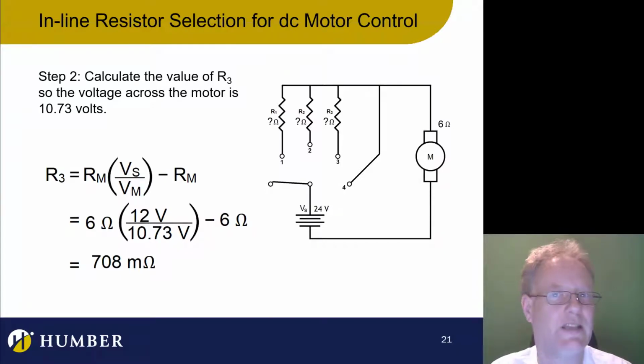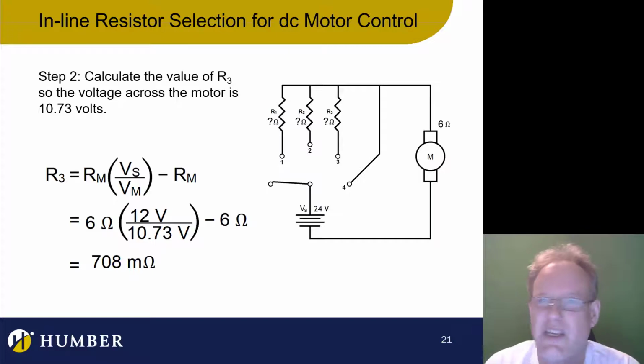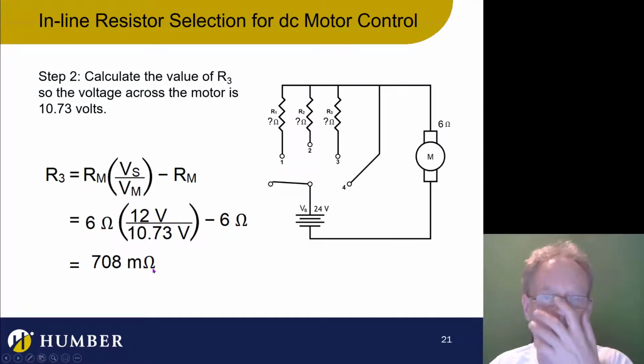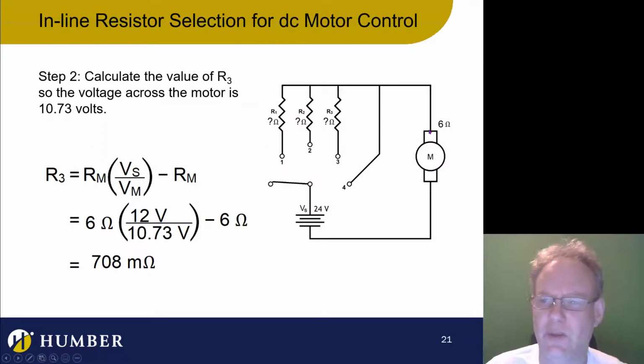Using that nice simple formula, that one-step formula, I can easily calculate the value of R3 so that it will make my motor run at 80 watts. And you just do the math. So, oh, really? 708 milliohms? Actually, yeah, you're going to find that you're going to have some values that are really low, and we're dealing with a motor that has a really low resistance as well. So you're going to end up with resistances that are really low here.